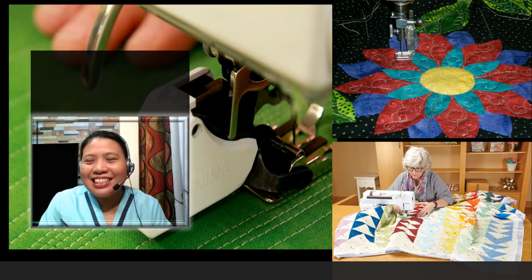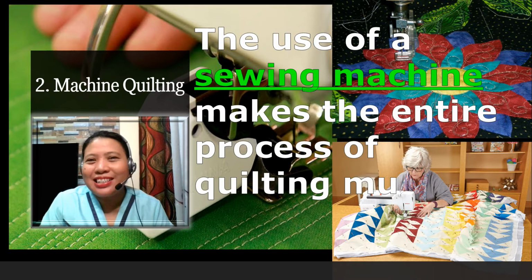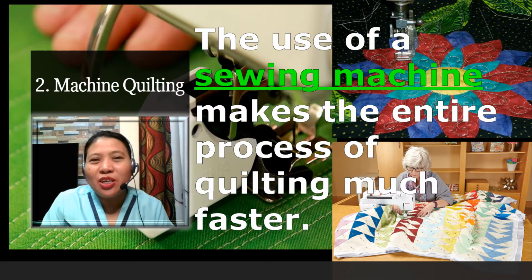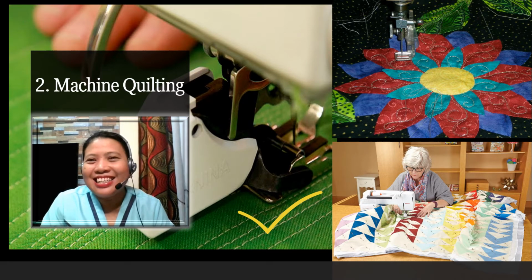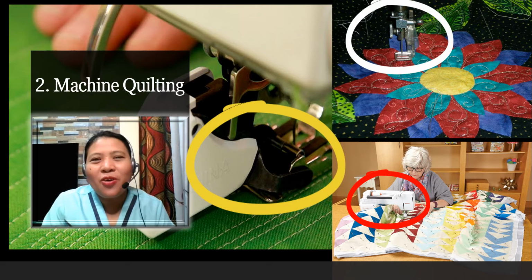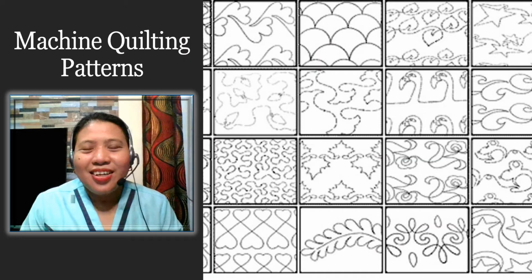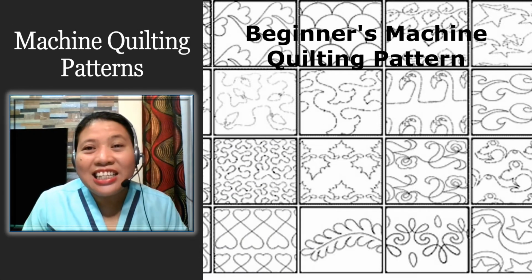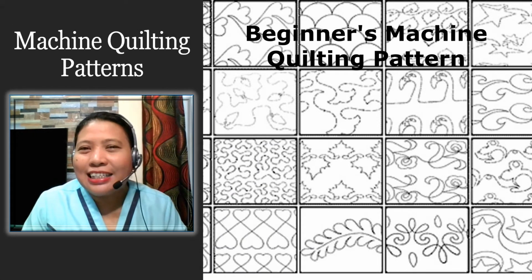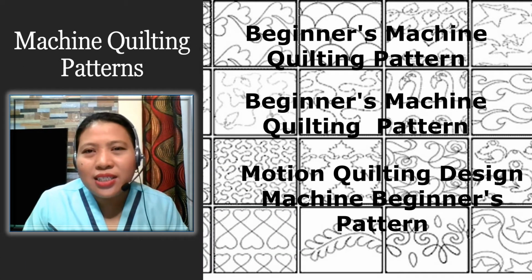Let's proceed with the second kind of quilting, and this is machine quilting. The use of a sewing machine makes the entire process of quilting much faster, and using a sewing machine will speed up the procedure manifold because you can do a number of stitches in less than a second. There are actually a few sewing machines designed especially for quilting and embroidery with a longer space and adjustable speed. You should also get beginner machine quilting patterns, beginner machine quilting designs, and motion quilting design beginner patterns, as what you can see on the screen.